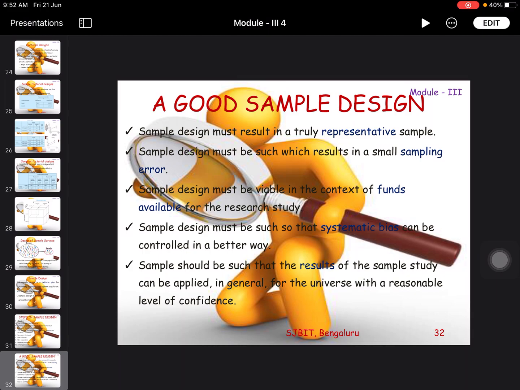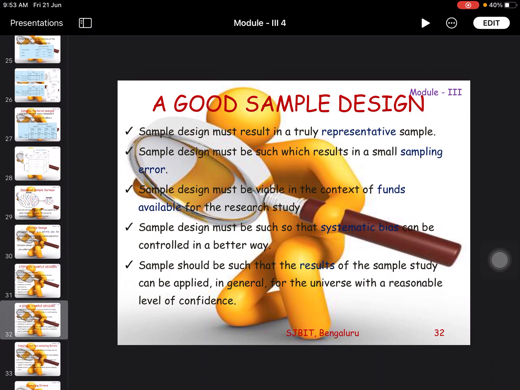A good sample design will be a representative sample, and it also gives a very small error, and it is viable in the context of funds required to do the research study. So the sample design must be done in such a way that there is not much bias, the results in the samples are more reliable, and it gives a good level of confidence in taking the design.